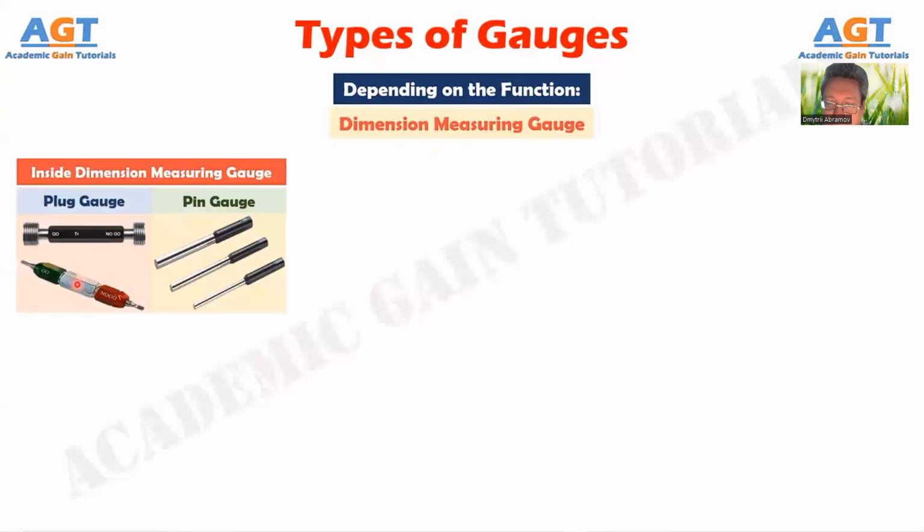A plug gauge is a cylindrical shaped go and not go type gauge. It is used to measure the diameter of a hole or similar things with accuracy.